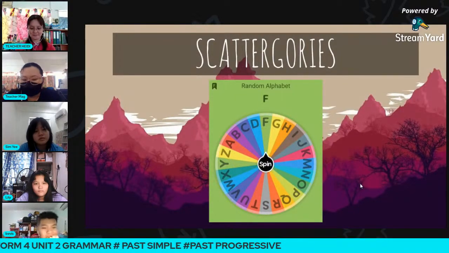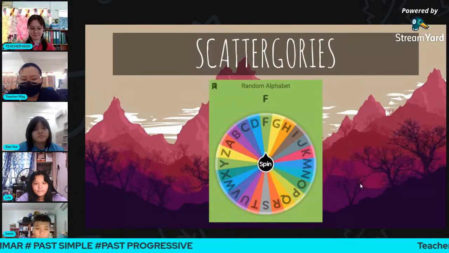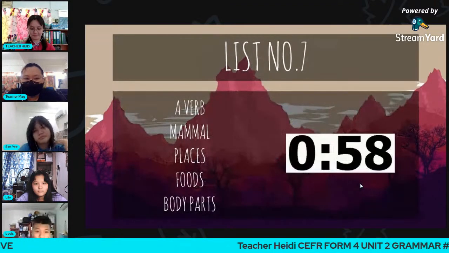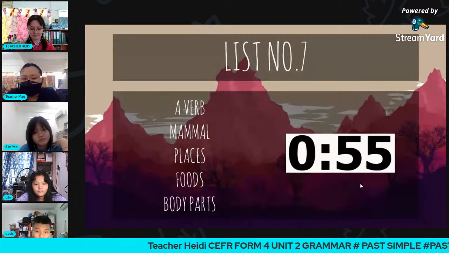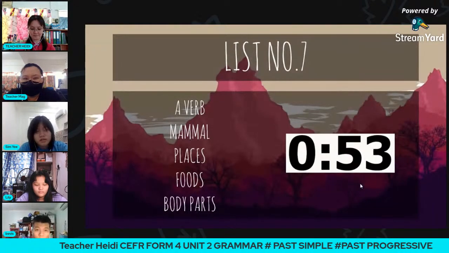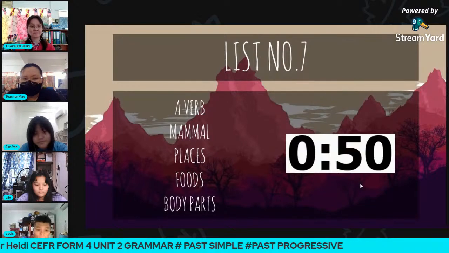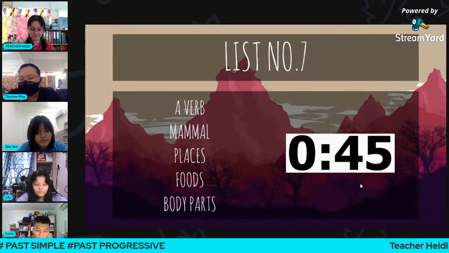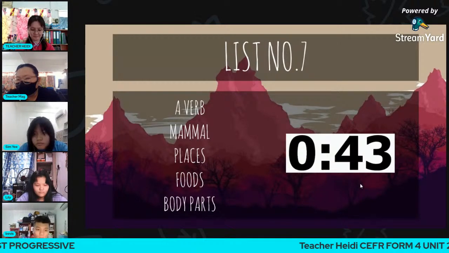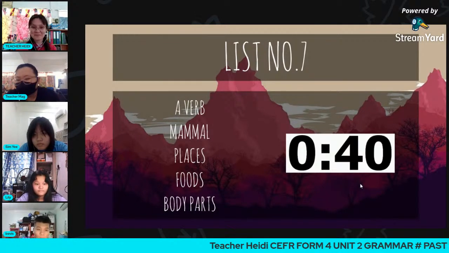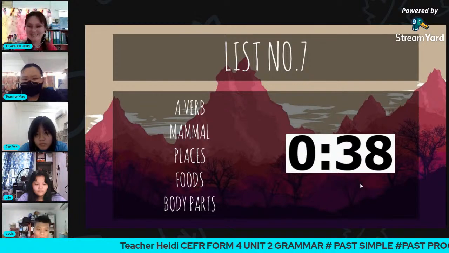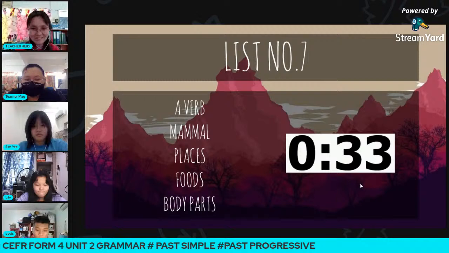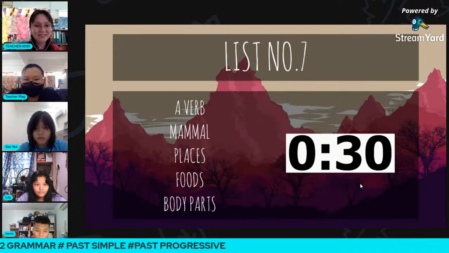So let's see what list we got here for all. So you have 1 minute from now. A verb, mammal, places, food, and body parts. For F. A verb, a mammal, places, foods, or body parts. F. Can you think of any places or any items? You have less than 40 seconds. You have less than half a minute.